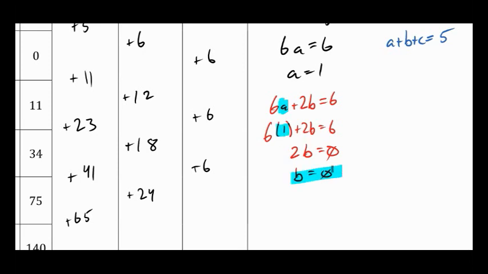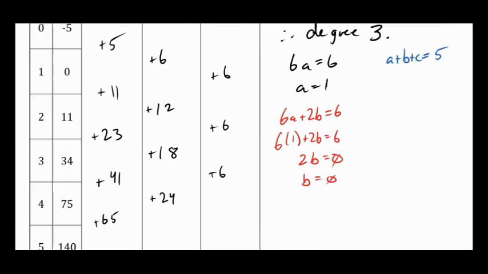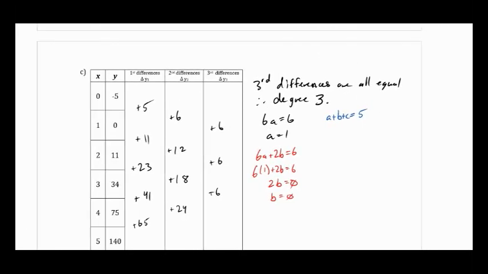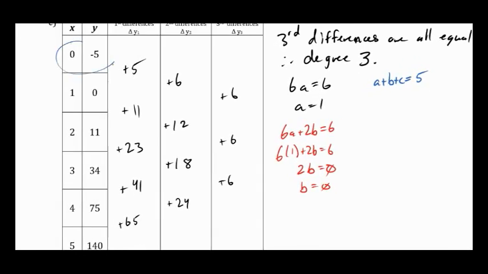Sure, that's okay. Why not? Of course. It's a number like any other. And now I'm not done yet, but I'm about to find c. So a was 1, b was 0, plus c is 5. So c is equal to 4. And what's d? The last one we can always find. We don't have to do that one in order. Remember, that's just the y-intercept. So I just find it from the table when x is 0. d equals negative 5. And then I'm going to write my equation.